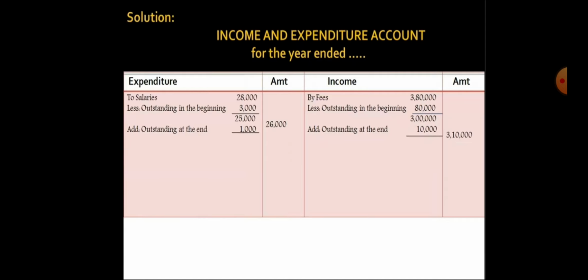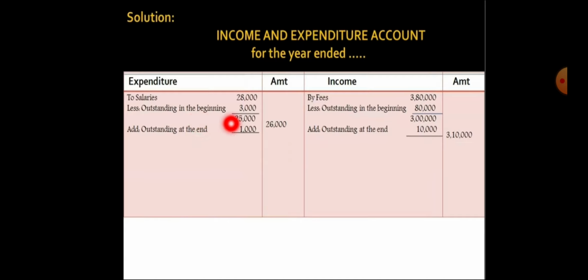So let's see how it is done. You can see, to salary 28,000 is the exact amount, that is the total amount given in the question. Out of that 28,000, 3,000 of the previous year, that is beginning outstanding, will be deducted and outstanding at the end, that is 1,000, will be added. Total amount will be written in the outer column as 26,000. It's not so difficult.